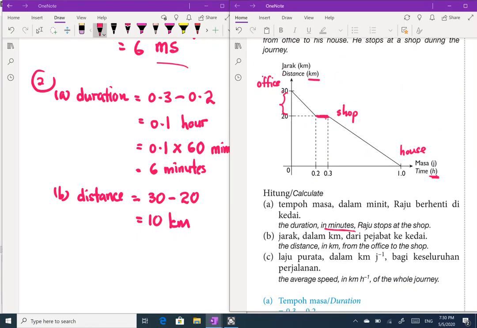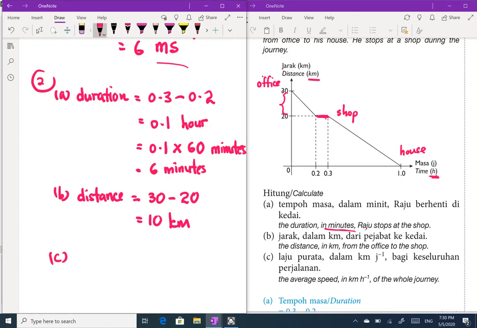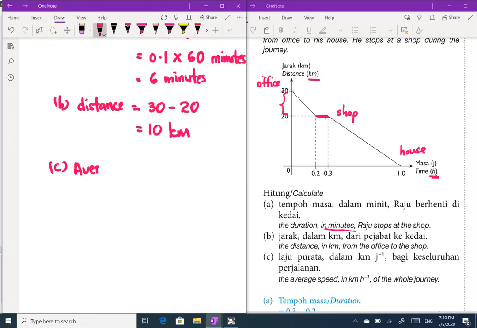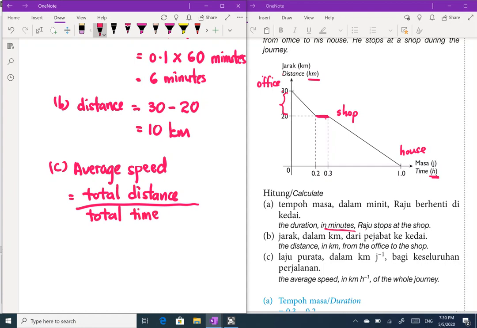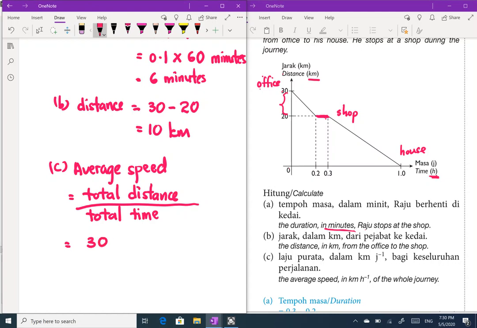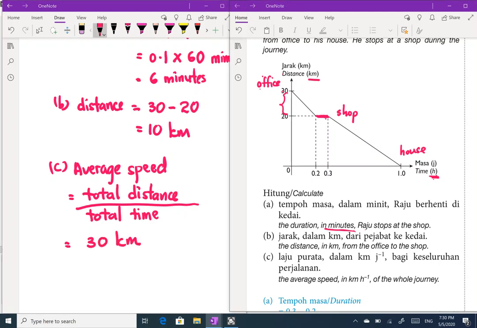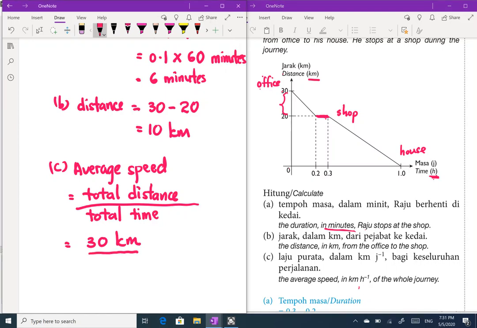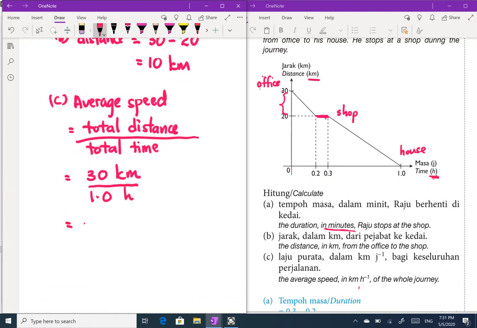The average speed of the whole journey. Average speed is equal to total distance divided by total time. What is the total distance from office to your house? It is 0 to 30. That means total distance is 30 kilometers. Remember, this is hours. Okay, I want it in hours, so no problem. So the total time is 1.0 hour. So I will get 30 kilometers per hour. Okay?